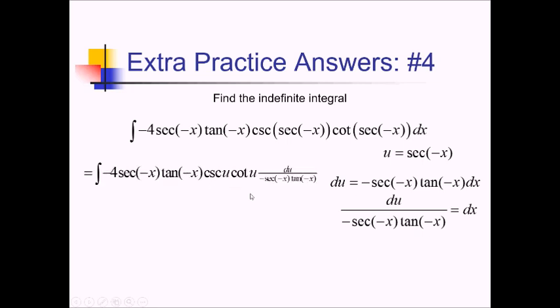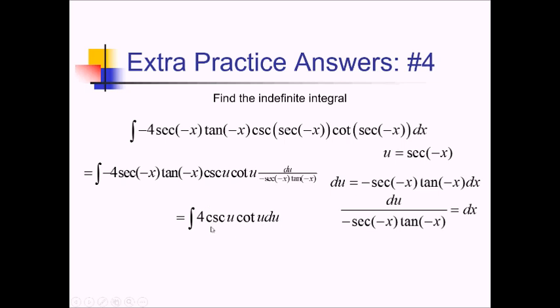Okay, so this is the new situation. Things are going to get better soon, though, because these secant negative x's and tan of negative x's actually cancel out. So we really just have negative 4 cosecant of u, cotan of u du left over. And actually, it's going to be a positive because we had a negative down here and a negative up here canceling, so even better, just 4 cosecant of u, cotan of u du.